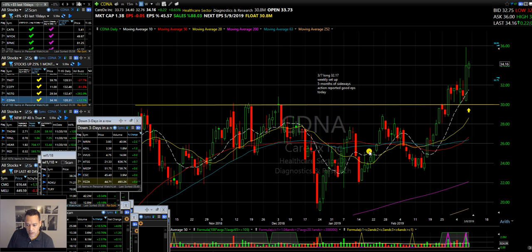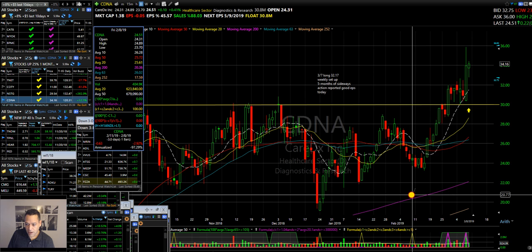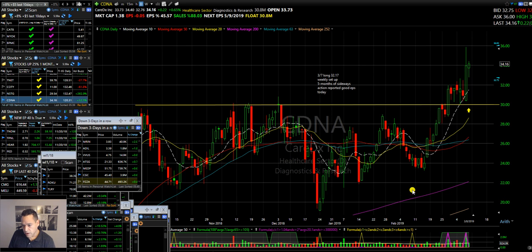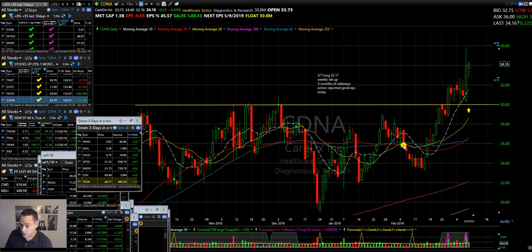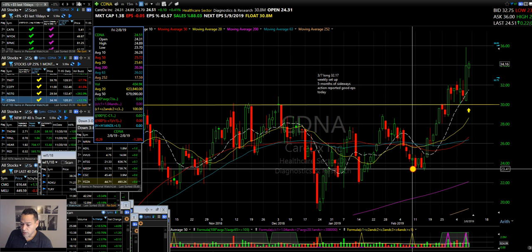CDNA, it showed up right over here. This one did not work out. But as you can see here, it's down 1, 2, 3. It's got an up day, but you still have a pattern of lower highs and lower lows.